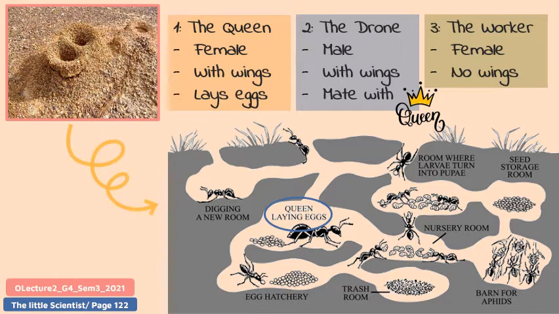Their job is to keep the colony healthy and clean. They enlarge the colony by building new rooms. They care for the queen. They care for the eggs. They care for the larvae. They care for the pupa. They gather food. They defend the colony. So, in an ant colony, you will find three types of ants: the queen ant, the drone, and the worker ant.